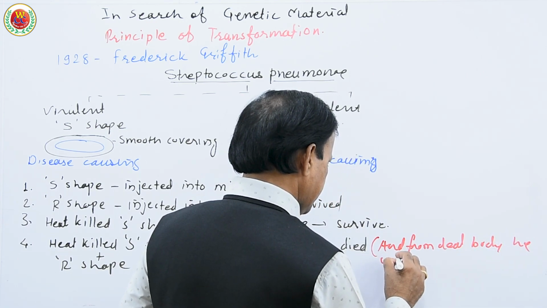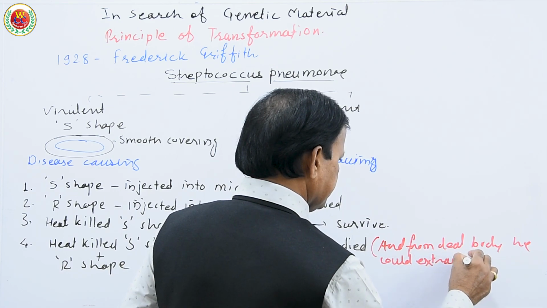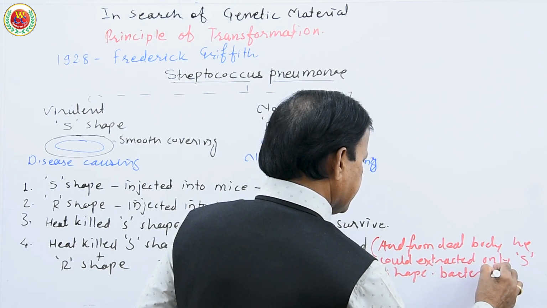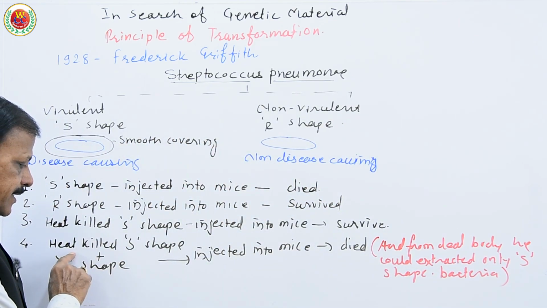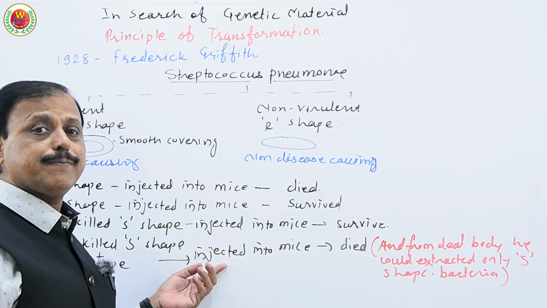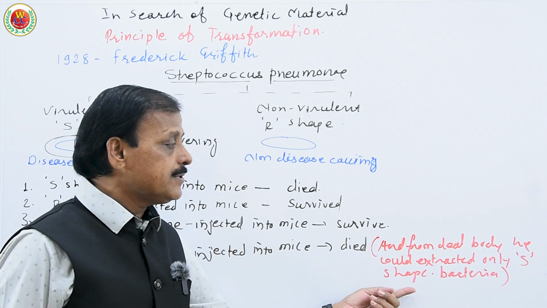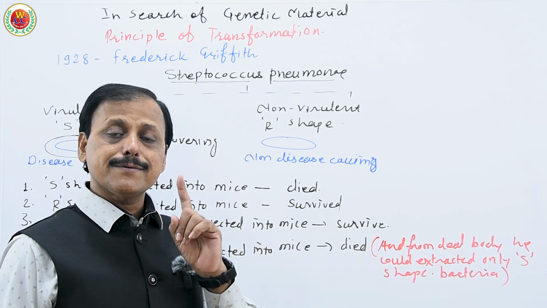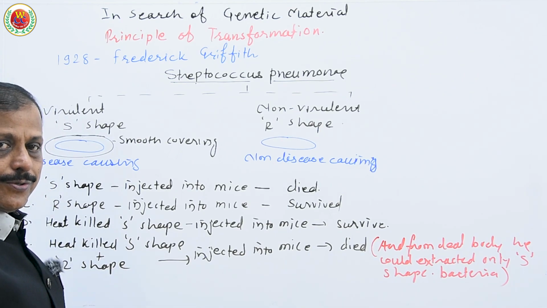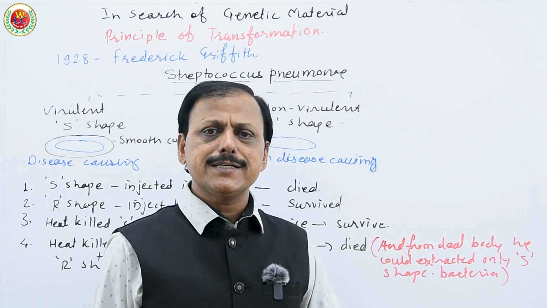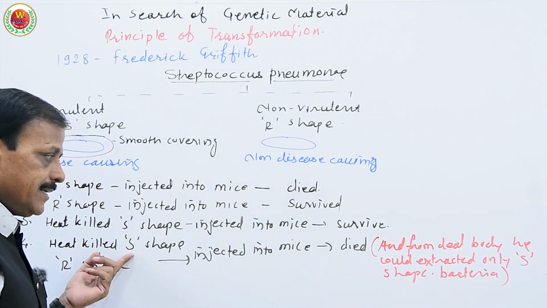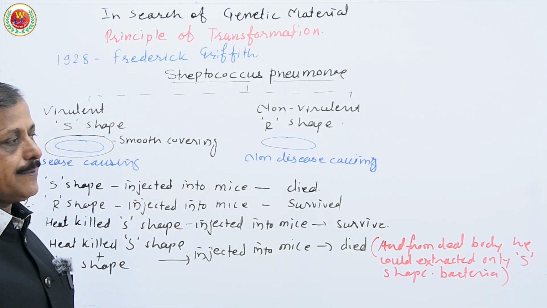Very important: from the dead body he could extract only S-shape bacteria. He was surprised: where had the R-shape bacteria gone, because R-shape bacteria were injected, and S-shape bacteria were not injected live, they were heat-killed. Then what happened with the S-shape? What was left behind in the heat-killed S-shape bacteria that could transform R-shape bacteria into S-shape? Then he concluded that there might be a material, a chemical, a substance that transforms R-shape into S-shape. Although he could not give a biochemical explanation for that genetic material, whether it is DNA, RNA or protein, he said it would be the material left inside the heat-killed S-shape bacteria that could transform R-shape into S-shape. So that is the transformation principle.